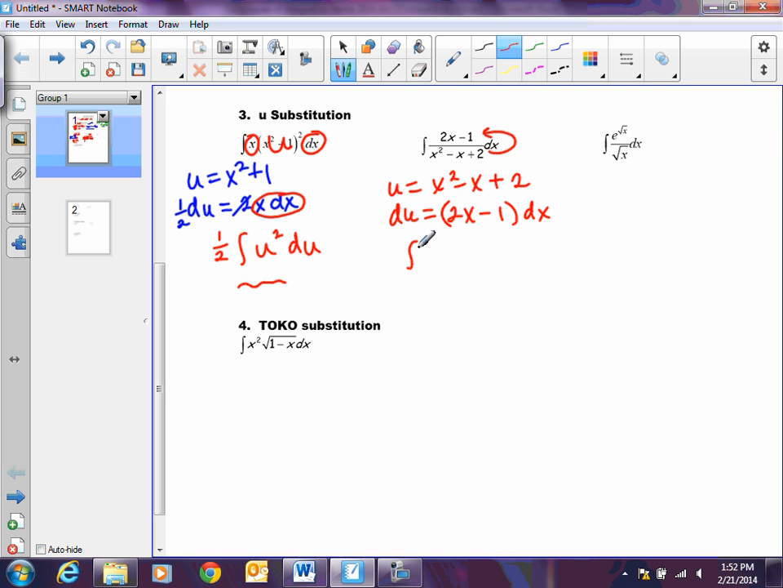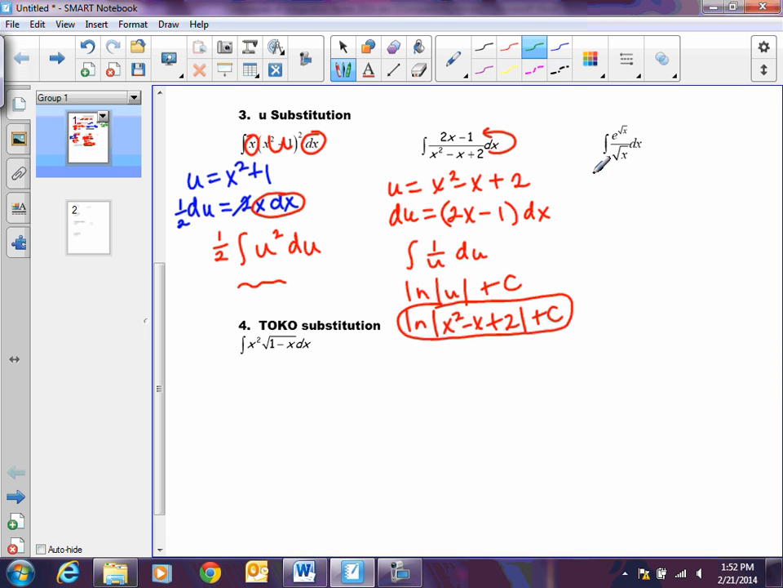All right, so then after I do the u substitution, what would I have? 1 over u du, which is natural log of u plus c, which is natural log of x squared minus x plus 2, plus c. Which should make sense, because think about how you take derivatives of natural log. You do basically the derivative of the inside part over itself. So it's really easy to check.